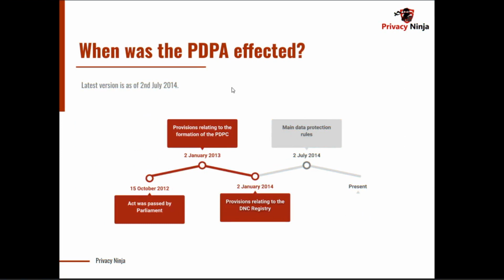When was the PDPA enacted? The latest version is in July 2014. So let's take a look at the chart over here. At the start of the timeline, in October 2012, the Act was passed by Parliament. Then just 3 months later, in January 2013, progressively, the provisions relating to the formation of the PDPC were approved. Followed by exactly a year later, provisions relating to the DNC registry came out. And then 6 months later, the main data protection rules came out.